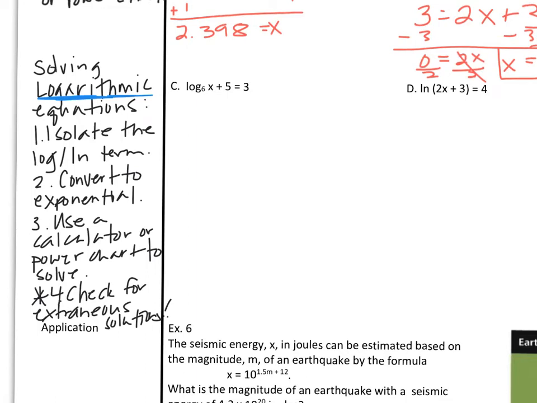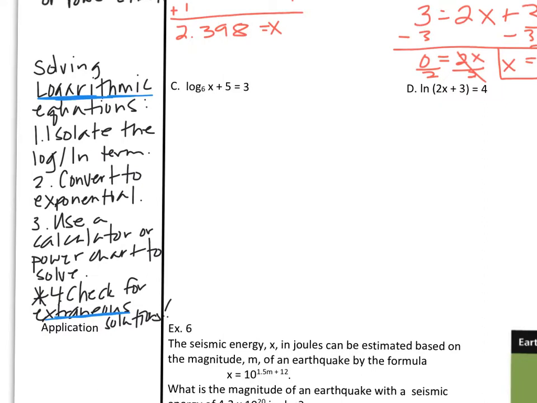Again, use a calculator or your power chart to solve. Here's what makes logarithms different. Logarithms have some defining characteristics that we identified in the previous lesson. We have to check for what's called extraneous solutions, and I'll show you what that looks like in our step 4. Example C, log base 6 of x plus 5 equals 3.